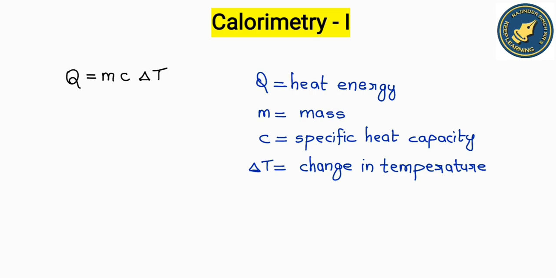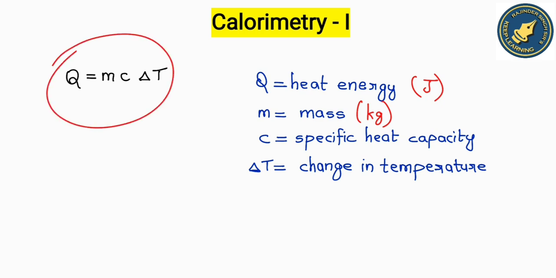Now the units. Energy, any energy, the SI unit will be joules. So I'm writing in red color over here. Heat energy is in joules, mass in kg. Specific heat capacity, we don't know the unit. So we can find it instantly, how to do that.